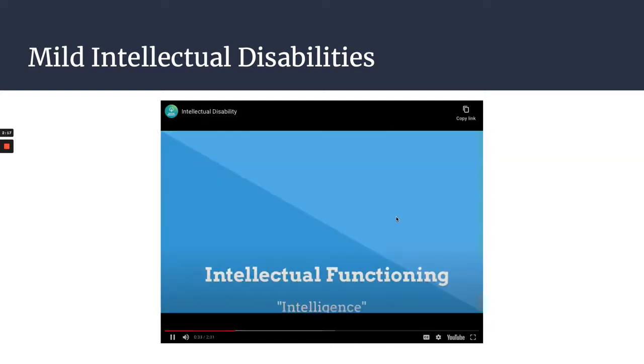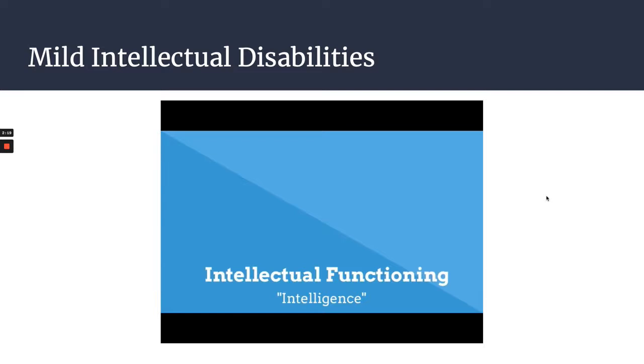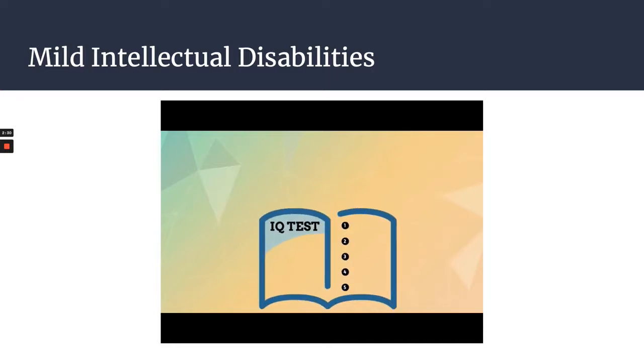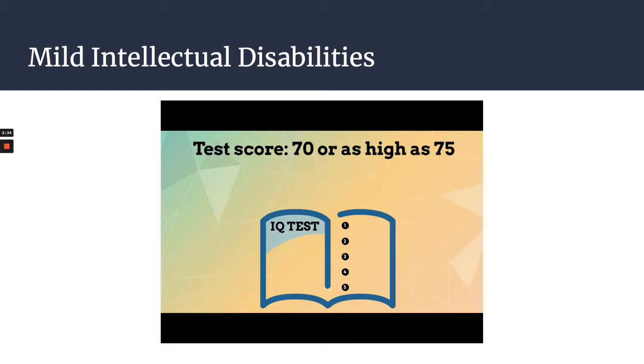Intellectual functioning, also called intelligence, refers to general mental capacity, such as learning, reasoning, problem-solving, and so on. It coexists with strengths. One way to measure intellectual functioning is an IQ test. Generally, an IQ test score of around 70 or as high as 75 indicates a limitation in intellectual functioning.